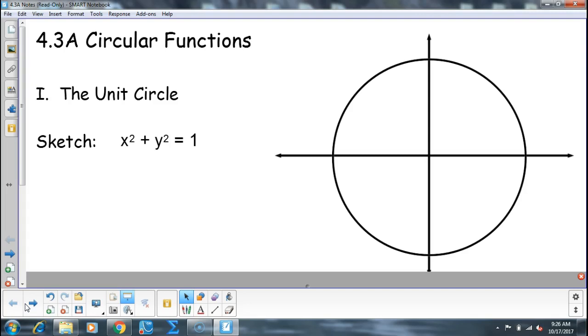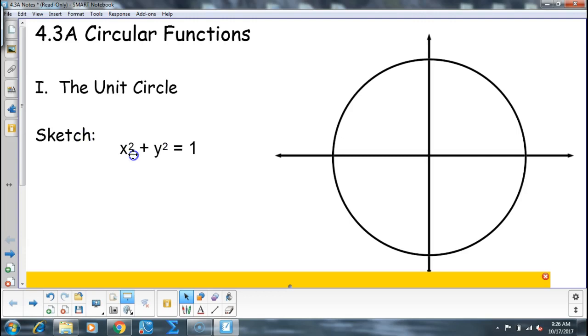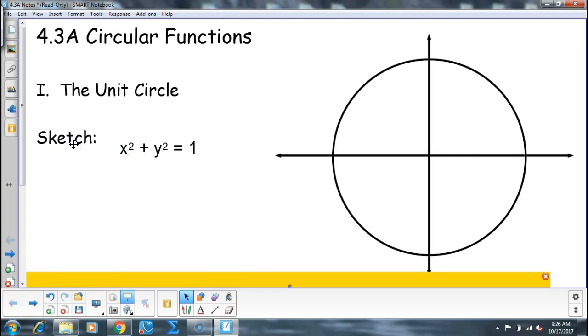I'm not a Gray fan. I'm a Goldenrod fan. Okay? So, the unit circle, oops, I guess I can't sketch. Somebody's going off. Somebody's blowing up. Super important. Exactly. Gosh, what do they want?